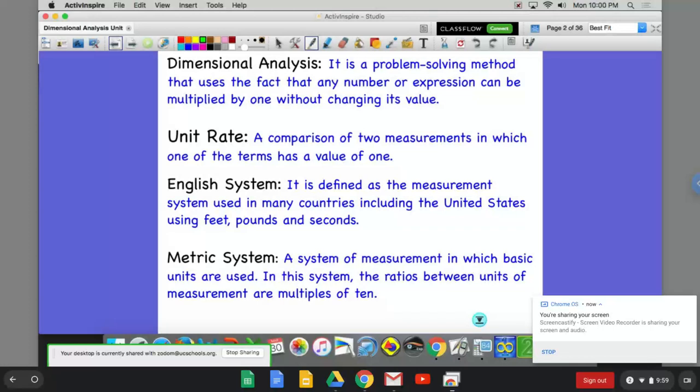Okay, guys, so we are going to take a little bit of a change from the quadratic unit into a new unit, and this is going to be a rather short one, but we refer to it as dimensional analysis. And dimensional analysis, you can see right here on the screen, is a problem-solving method that uses the fact that any number or expression can be multiplied by 1 without changing its value. It's a little bit confusing, but the biggest thing, guys, with dimensional analysis is all we're really doing.